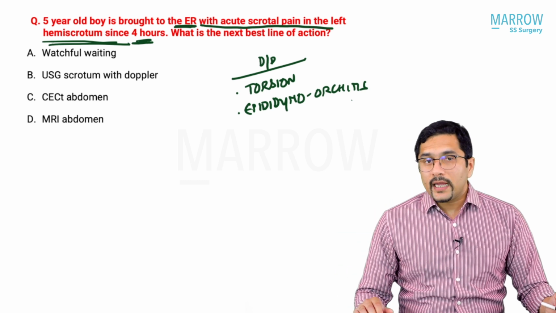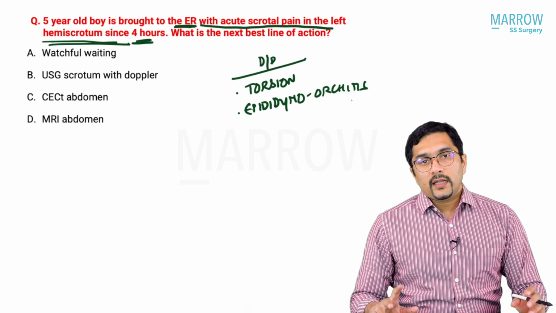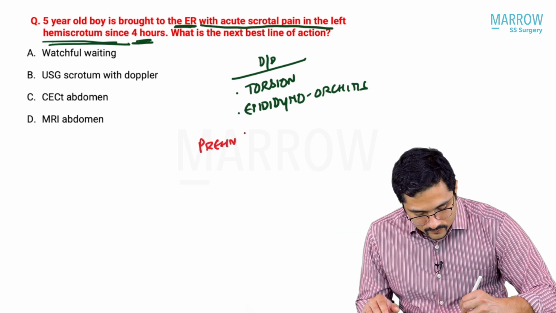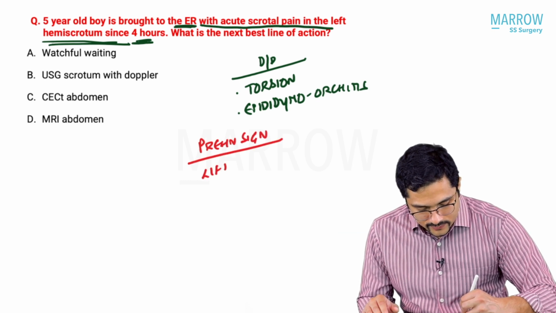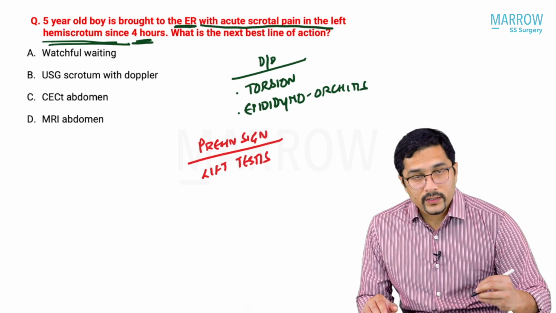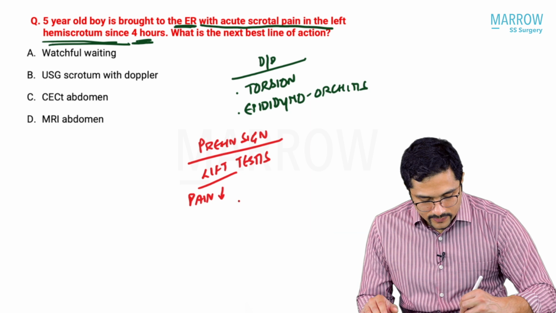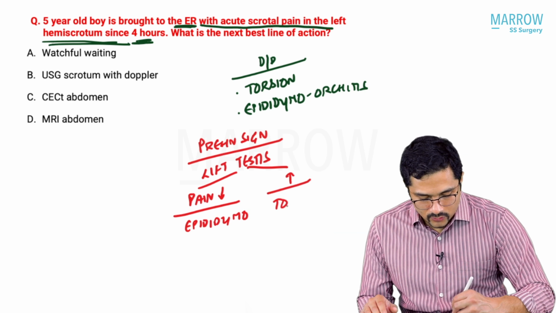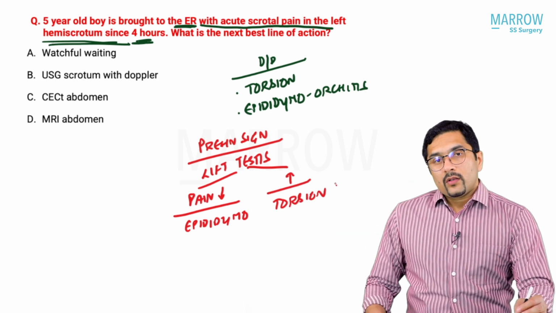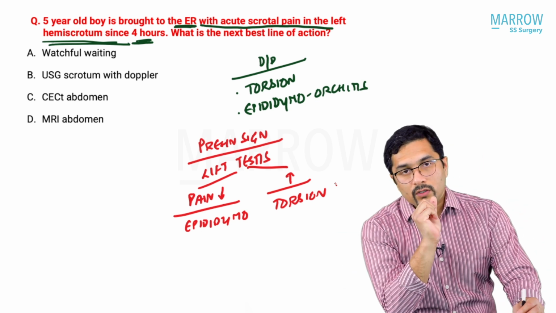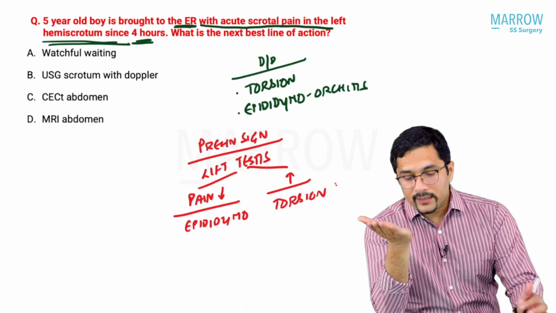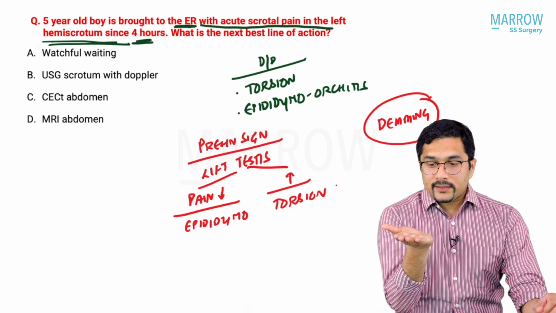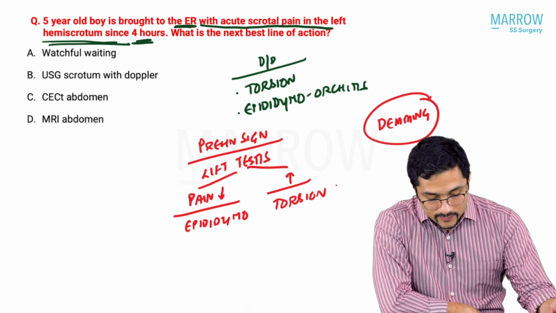Now, there are clinical signs also which can differentiate the two, like the Prehn sign. The Prehn sign is, if you lift the testis, pain reduces in epididymitis, but pain increases in torsion. You have the angel sign, that the testis is lying horizontally, and the Deming sign. The Deming sign is when in torsion the testis lies at a higher level.